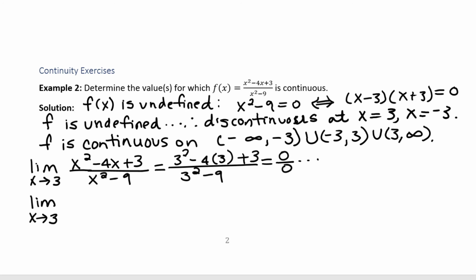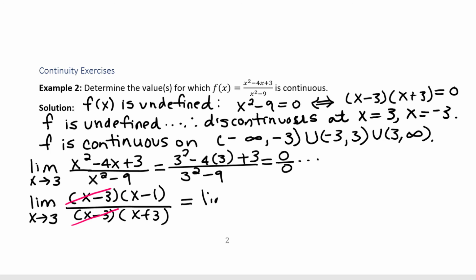So let's see what happens if we take the limit as x goes to 3, and in the numerator we'll factor the x squared minus 4x plus 3, so that'll be x minus 3 times x minus 1, divided by, in the denominator, we factor the x squared minus 9. That's a difference of squares, so you get x minus 3 times x plus 3. The x minus 3 in the numerator and the x minus 3 in the denominator are common, so we can cancel those.